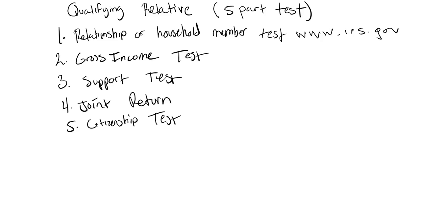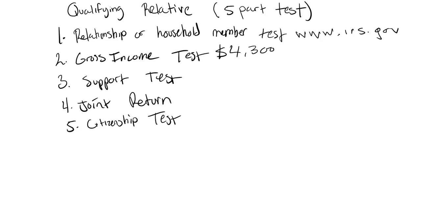All right, so the next step is the gross income test. The individual cannot have gross income equal to or above the exemption amount. For 2021, that was $4,300. If this person makes $4,301, they don't qualify. If they make $3,800, they can qualify. That's how that test works.